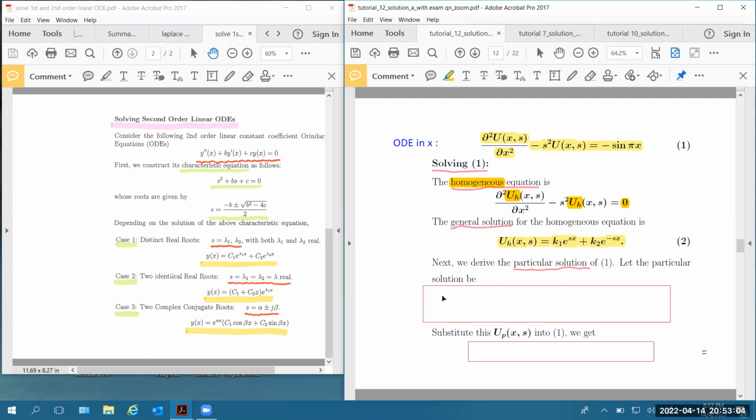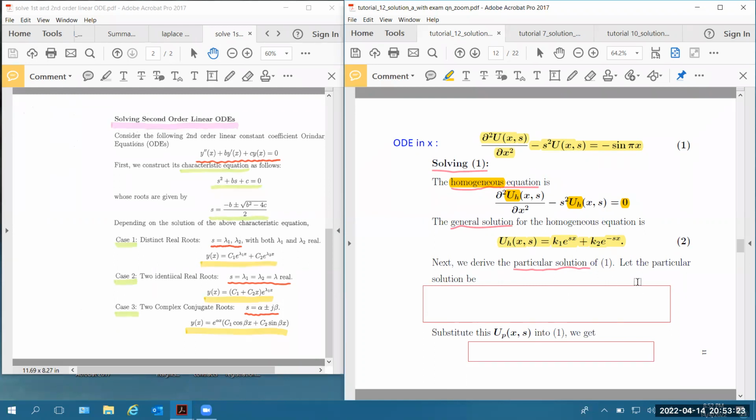Then the next thing is, we stop here for a while, and we go and get the particular solution of this ODE. This is our homogeneous solution, where K1 and K2 are, of course, unknown constants. Let's go and find the particular solution.